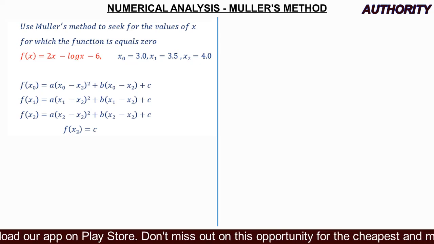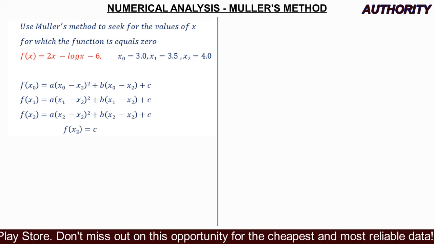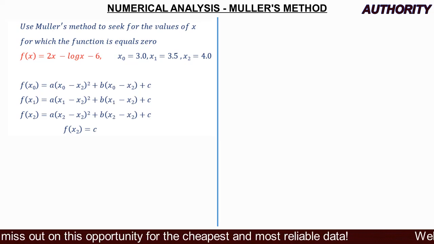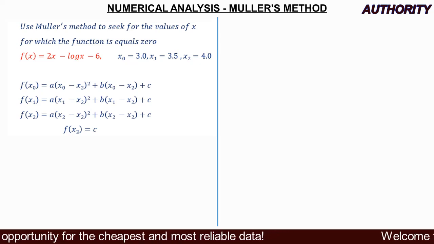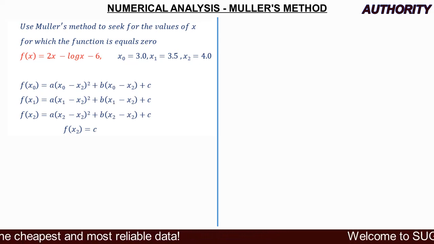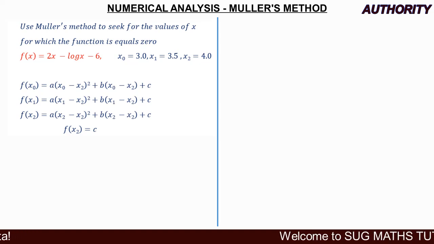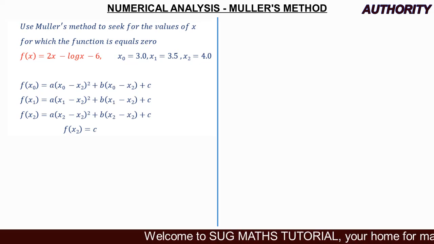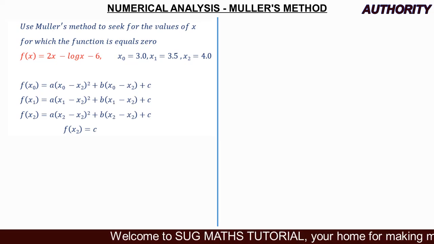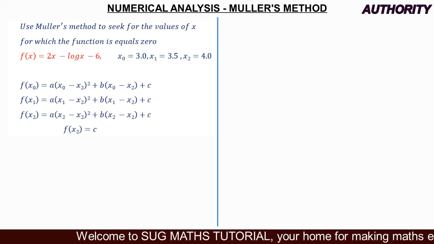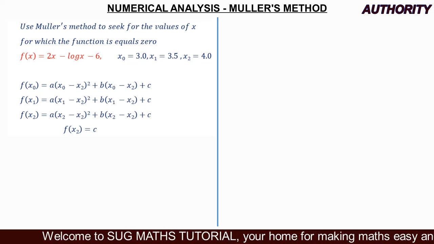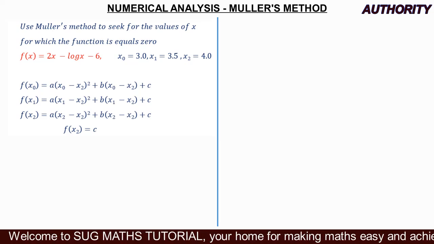So now, you see this equation we have now. This is what we are going to use to find our a, b, and c. Already, we say that f of x2 is our c. That means from the function we have f of x, which is 2x minus log x minus 6, we replace x with the value for x2. So when you evaluate f of x2 using the function and the value of x2, it is going to give you the value for c. So the only thing remaining is a and b.